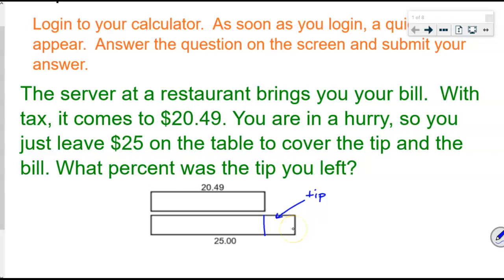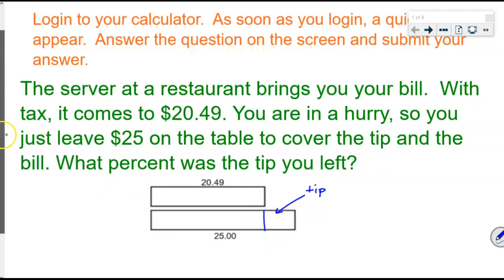Read the question again now that we've made sense of the model. What percent was the tip that you left? I need to figure out what this amount is. I need to figure out what this extra amount is. How do I do that? Give me the calculation, Liv.